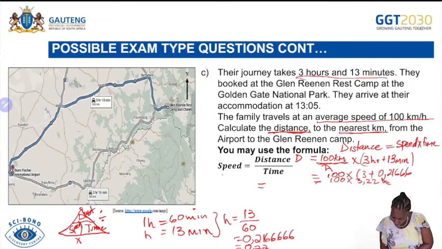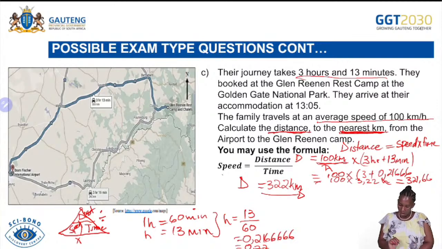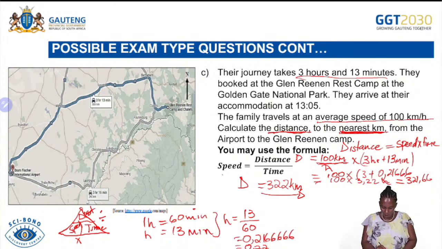I no longer have a space now. Let me just write it here. My answer will be 321.66. But because they said to the nearest kilometer, the question wants us to write the answer to the nearest kilometer, then our distance will be 322 kilometers. Our distance is 322 kilometers.